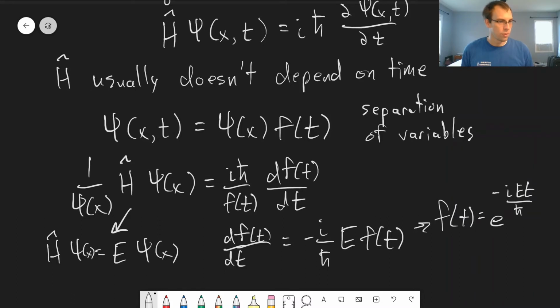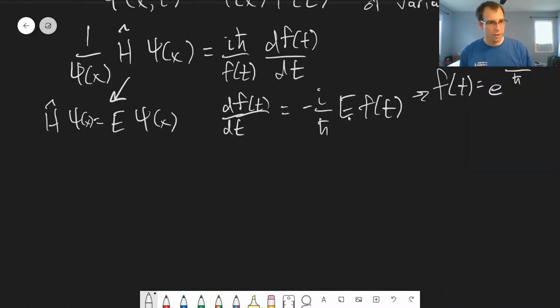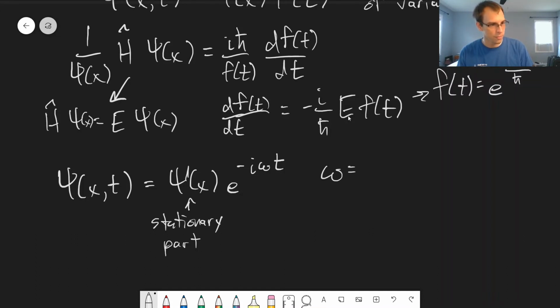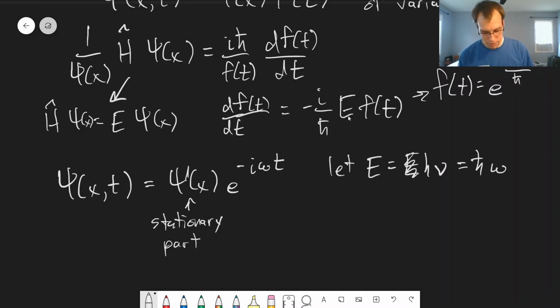Okay, and so we can rewrite this. Let me give myself some space to write here. We'll have our time-dependent part. So psi as a function of x and t is equal to psi of x. We can call this the stationary part of the wave function. This part doesn't depend on time, so that's why we call it stationary. It's fixed in time. Times e to the negative i omega t, where we've defined omega as follows. Let me back up one more step. We'll let E equal h nu, h times frequency, or h bar omega, and we can make that substitution here. So all the time dependence is in this part of the function right here.